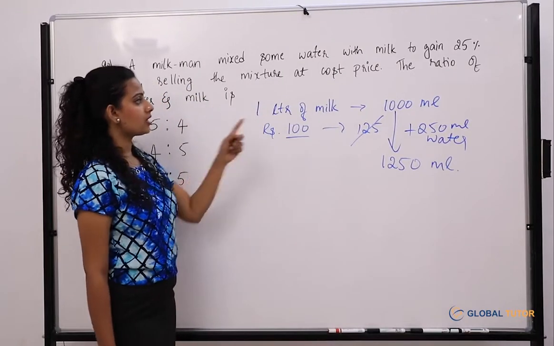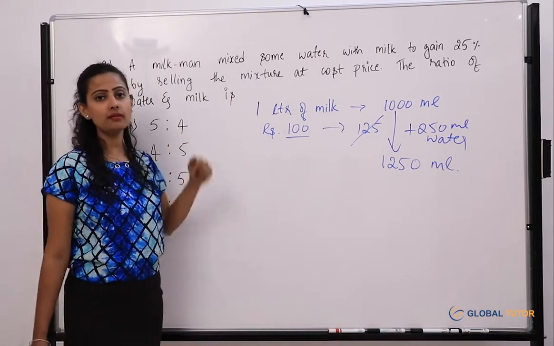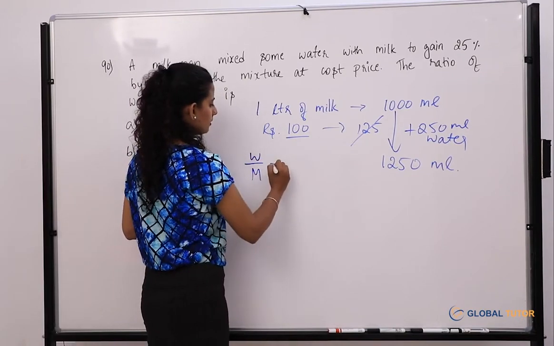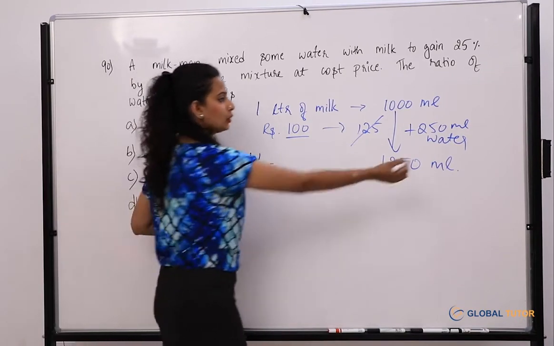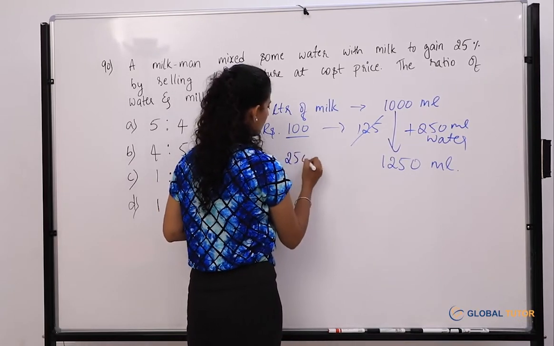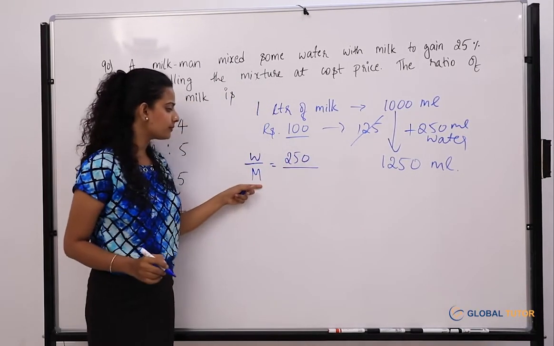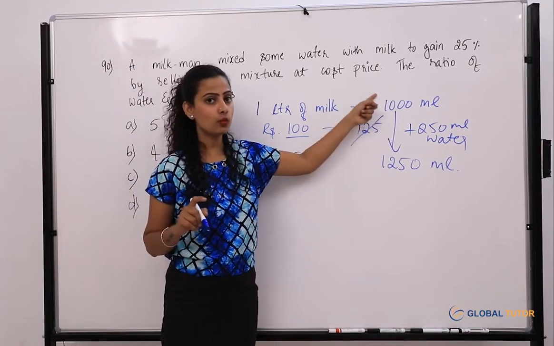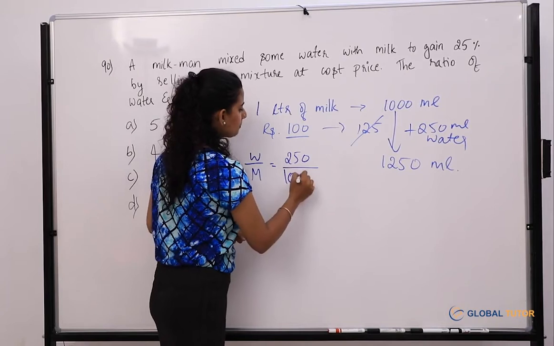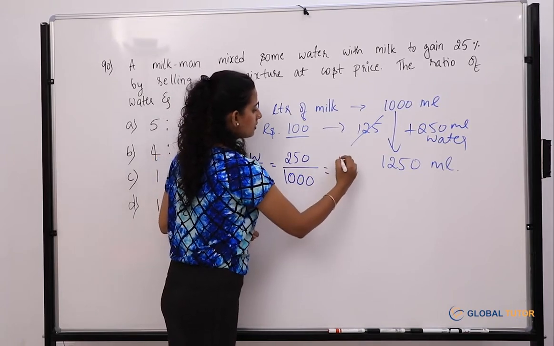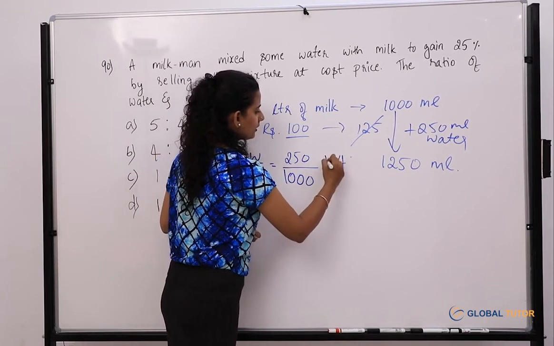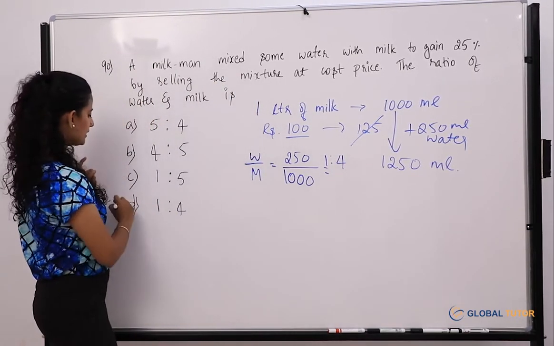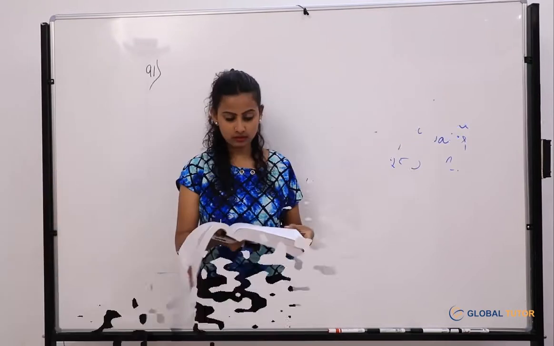So in the question they ask us the ratio of water and milk, which means it is water divided by milk. How much water did he mix? 250 ml. So 250 divided by how much milk does he have? Do we write 1250 or do we write 1000? We write 1000 because that's the pure milk. So this is 1:4. So option D is the right answer.